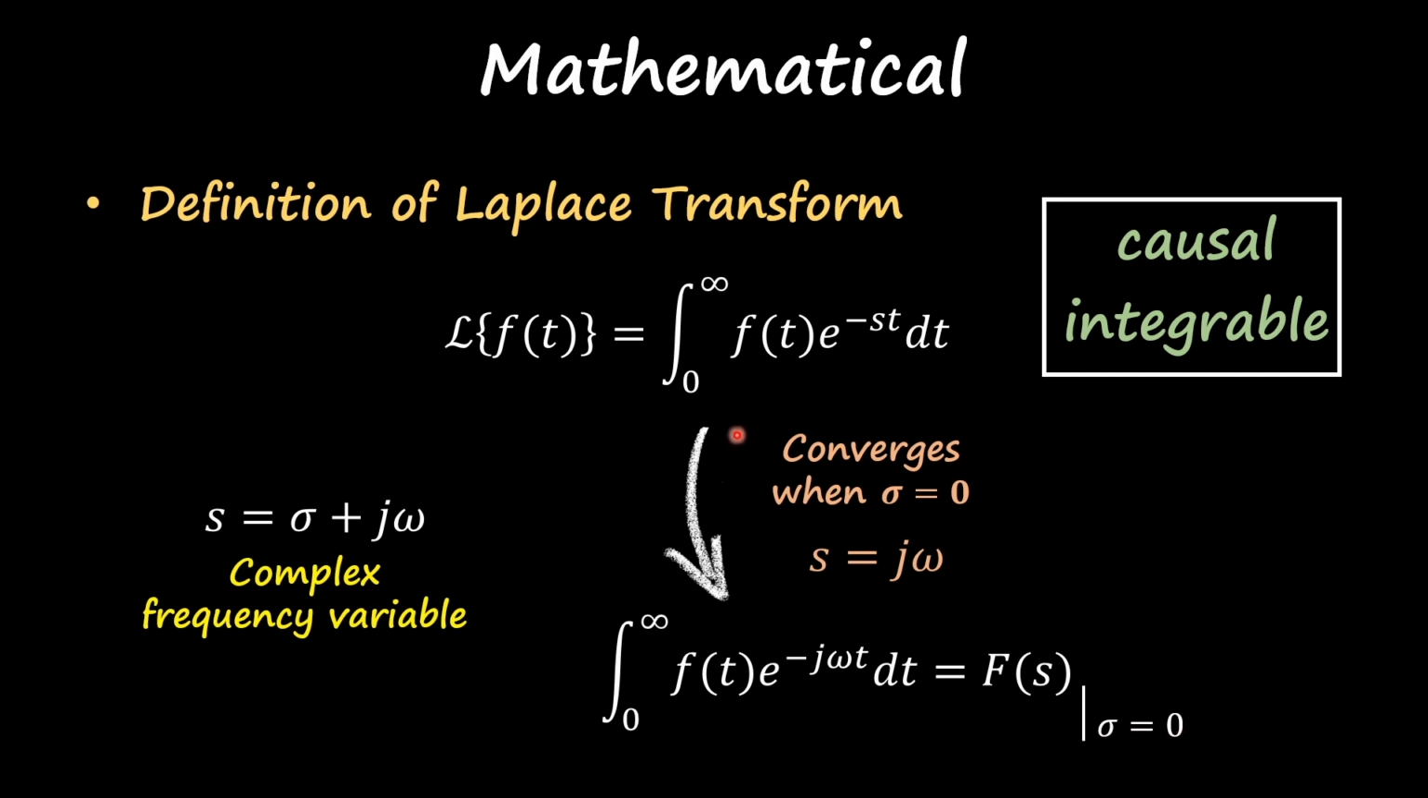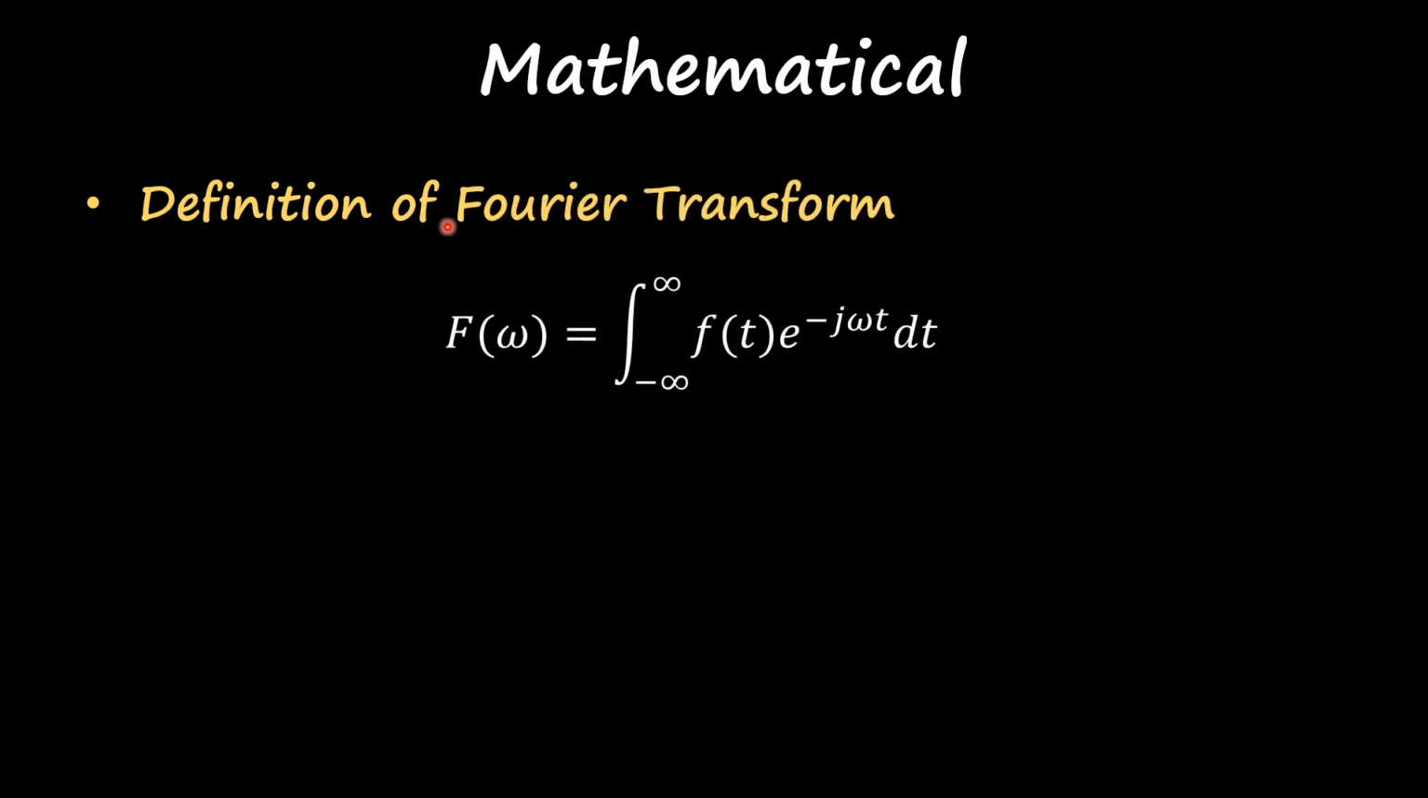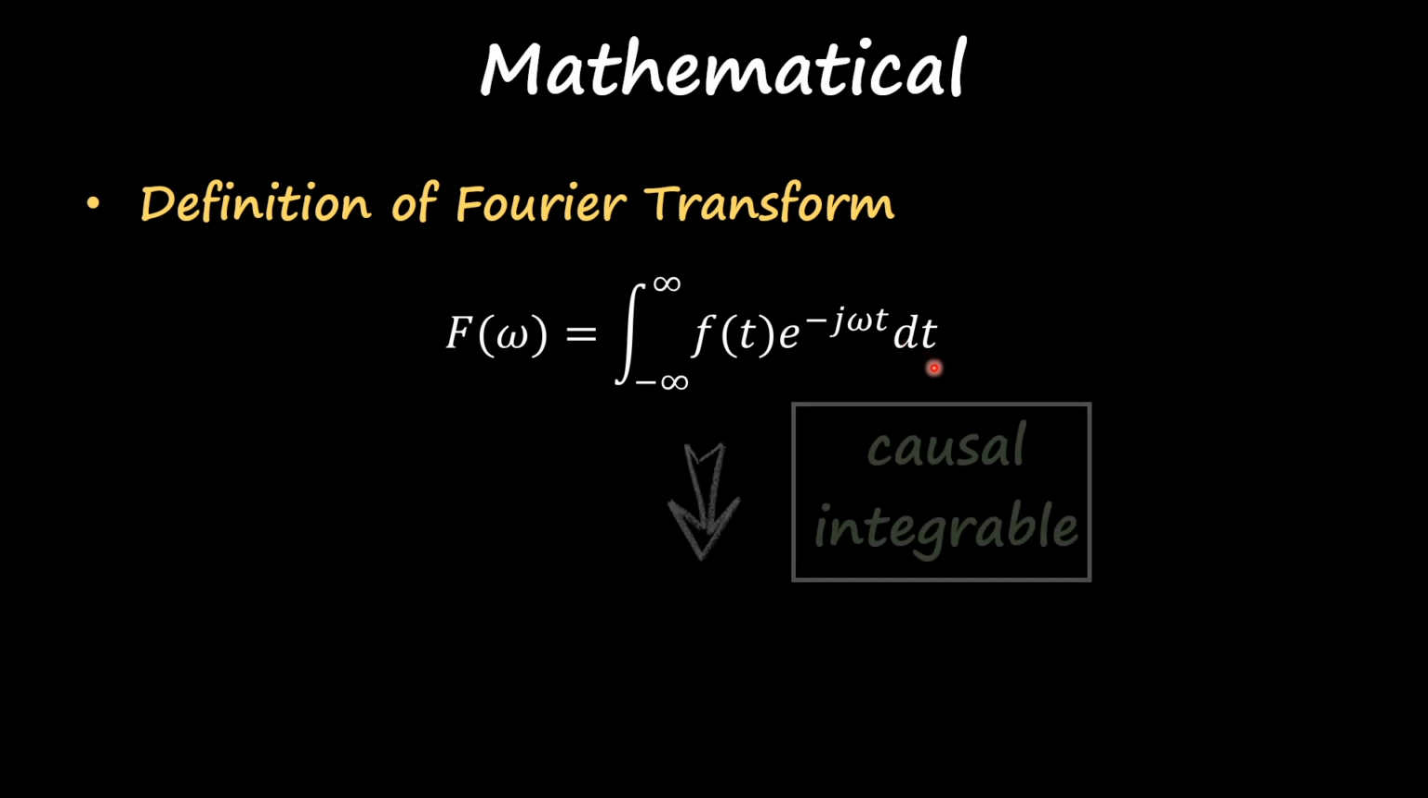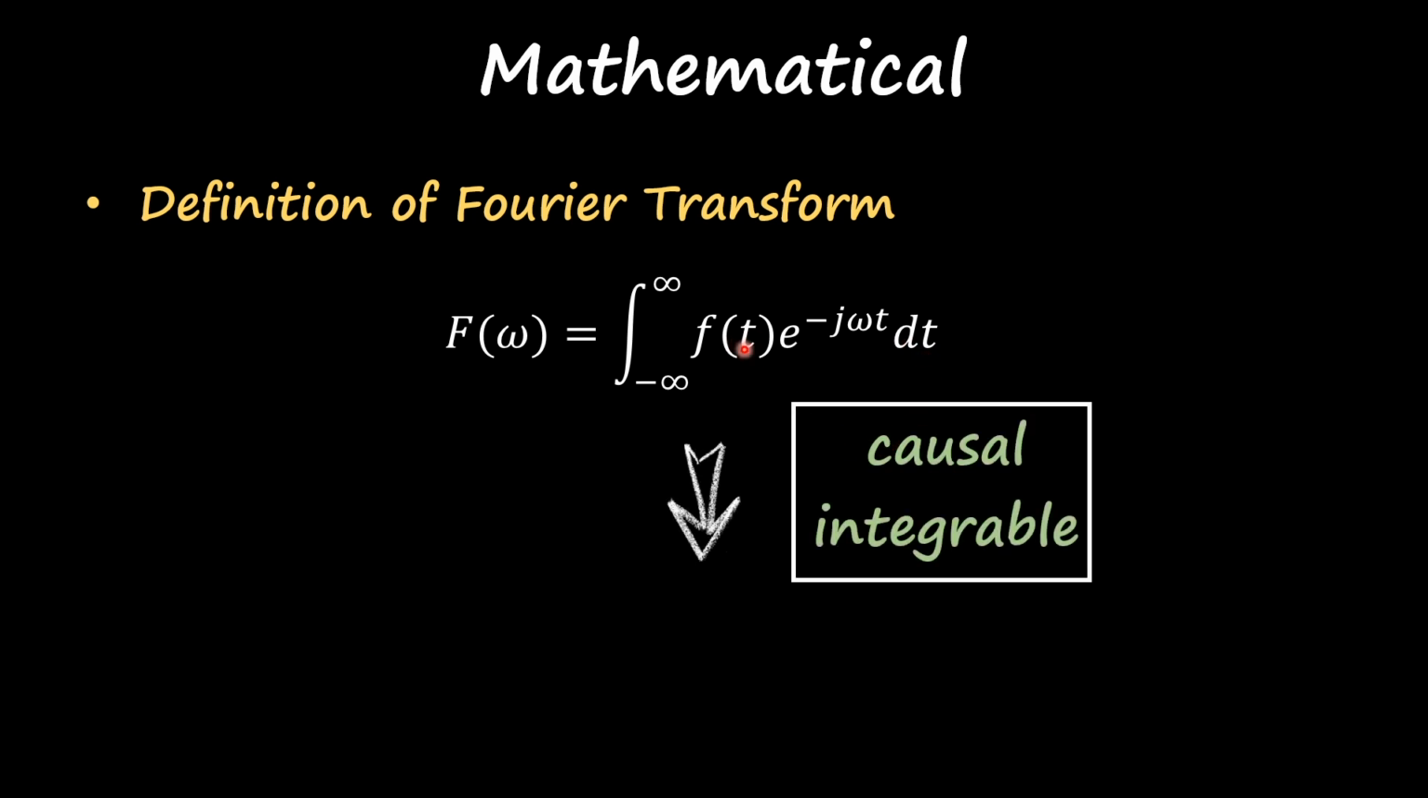So how do I tie these together now with the Fourier transform? The definition of the Fourier transform is given by the integration from minus infinite to plus infinite of your f of t times the exponential of minus j omega t, dt. And again, I want that f of t to be causal and integrable. So to be causal, I just go from 0 to infinite, and for integrable, I just need to guarantee that the integration of f of t is less than infinite.